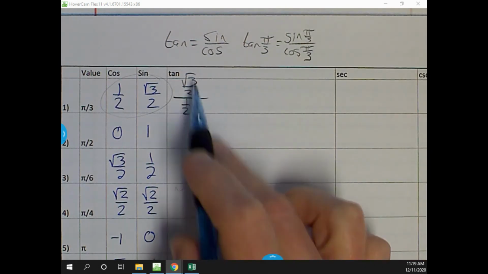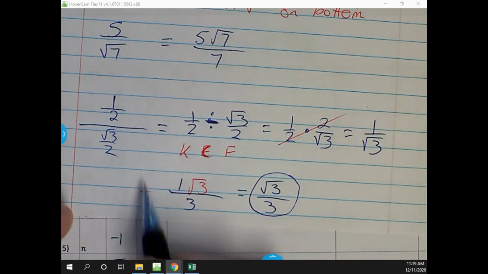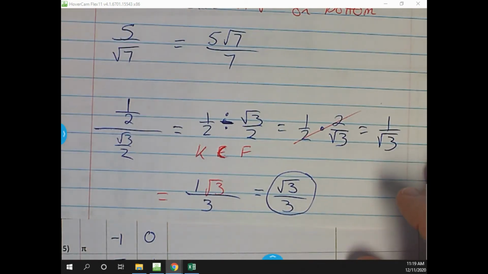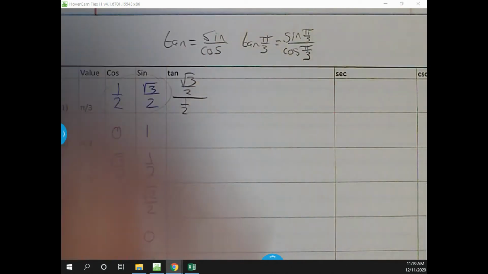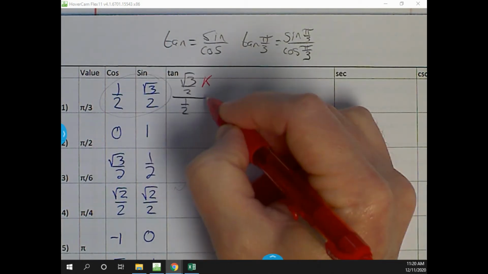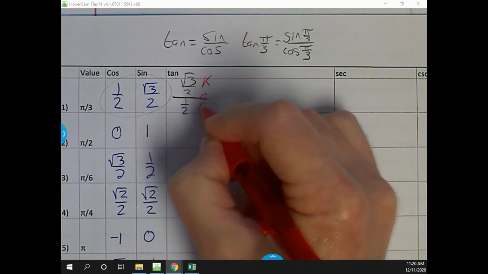Okay, so sine's on top, cosine's on the bottom. And then that becomes that problem that we were doing back here, where if we've got one thing over another, we're going to keep it, change it, and flip it. Now, I'm going to show you a little shortcut on this one, too. When you go keep, change, flip on this one, you're going to keep the top number the same. You're going to change this big division bar to multiplication, and then the bottom fraction, that's the one you're going to flip.